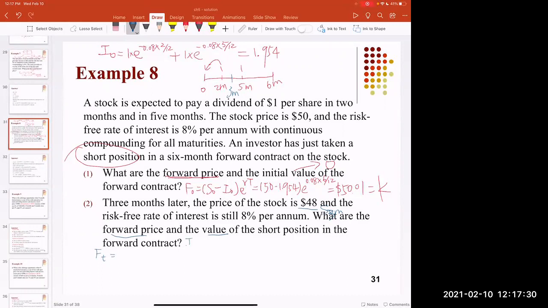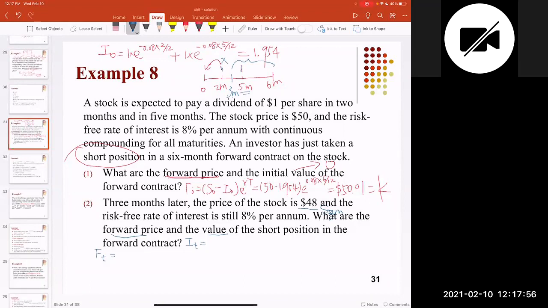So before we calculate F_t, we need to calculate I_t, right? Because the first $1 has already passed. We only consider after 3 months, right? If it has already passed, we do not consider it. So only one income is left, at 5 months, because after 3 months the first income is already gone. So calculate the present value of income I_t at 3 months. We just have a $1 left, with continuous discounting e to the power of 0.08 times T.